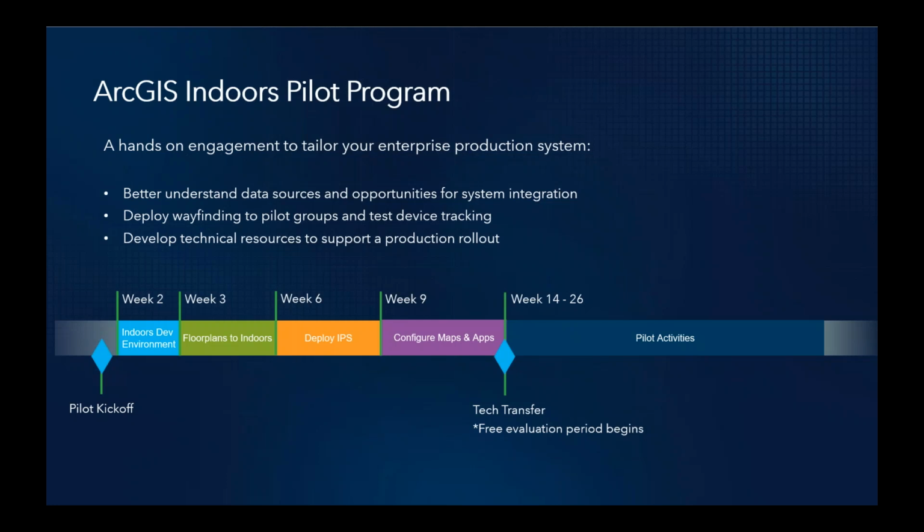You need to do this to better understand your own data sources and what systems you need to integrate with. Indoor maps, workplace maps are great, but they're better and mean a lot more with connected business information. So the pilot activity is the recommended way to get started to understand the needs of your organization and figure out which groups could benefit the most from these capabilities in a production rollout.